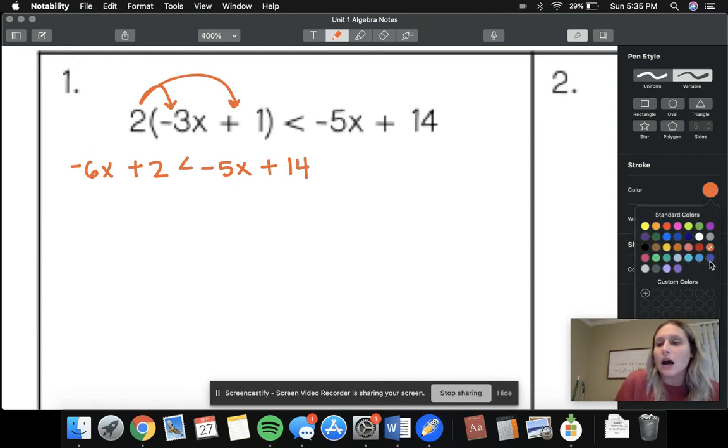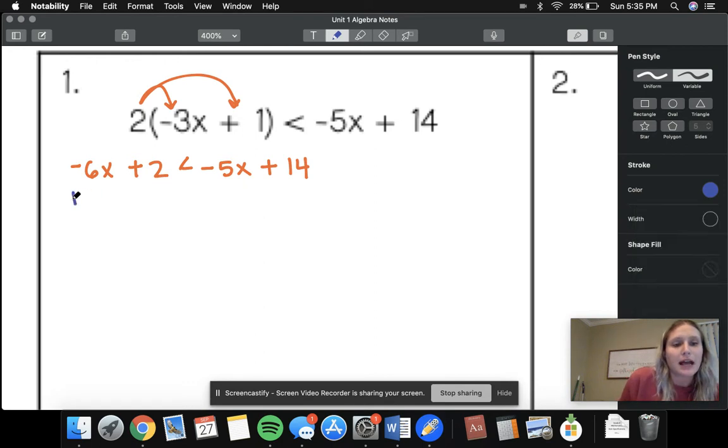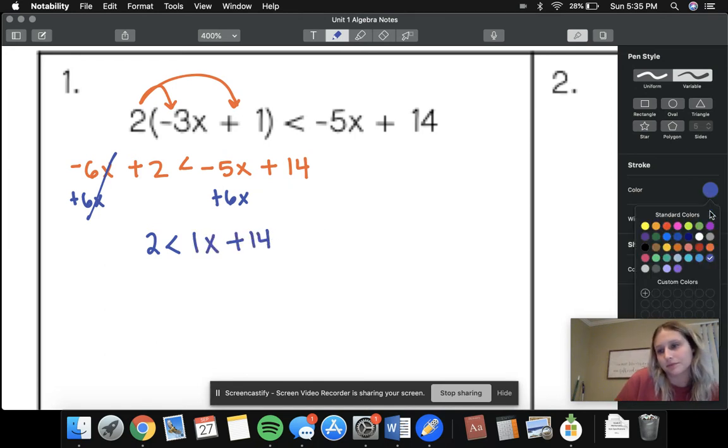Okay, now I will always move the variable that is smaller. So to me, I'm going to move this negative 6x. You can move the negative 5x, that's fine. But I just like to move the smaller amount. That's just me. So I'm going to add 6x to 2 is less than negative 5x plus 6x would be 1x plus 14.